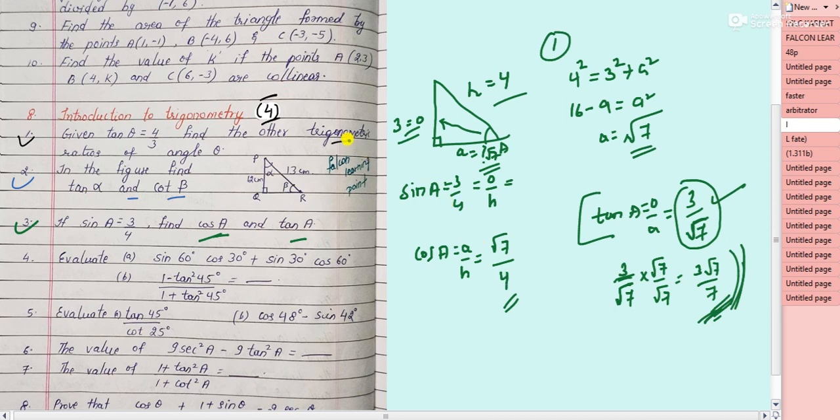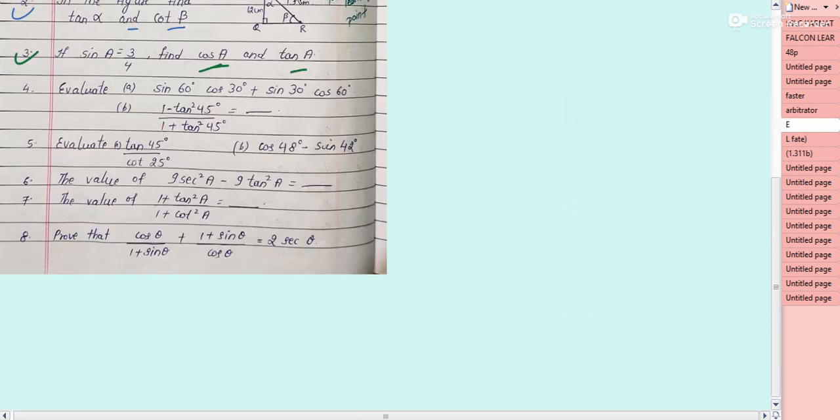Moving to the next question, question number 4. In the fourth question they have given: evaluate sine 60 cos 30 plus sine 30 degree cos 60 degree. If they have given nothing, it means multiplication: sine 60 into cos 30 plus sine 30 into cos 60. So what is sine 60? You can write it first. Okay, let me write it here itself, but you write it properly in your exam.